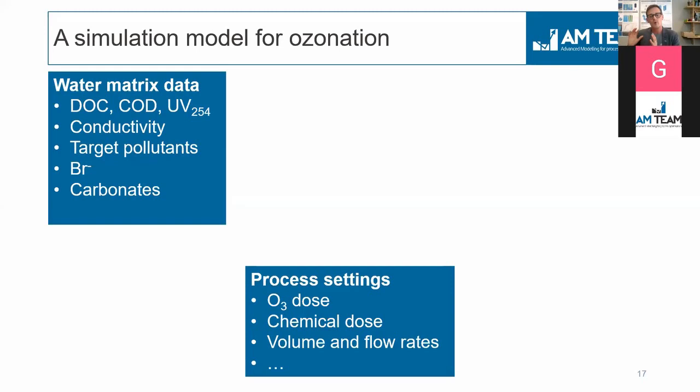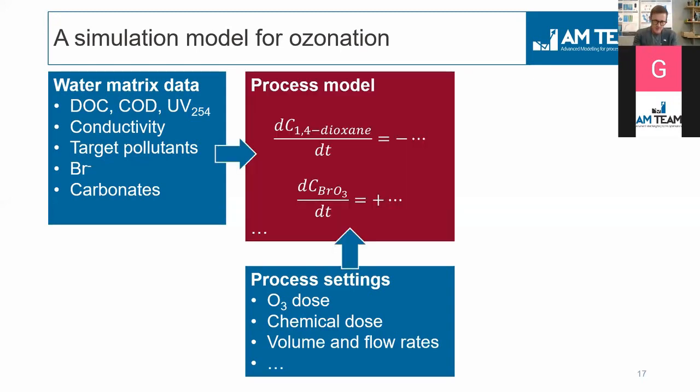On the other hand, you have process settings, which ozone dose, which chemical dose, maybe you want to add some peroxide or so, volume and flow rates, volumes of your compartments, things like that. So they should not be built yet. You can actually envision them and put them in the model. You feed that to the process model. These are the two main inputs. I don't think everybody has a good idea about these two inputs typically.